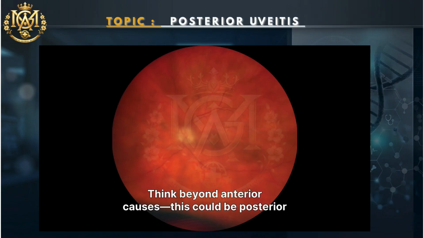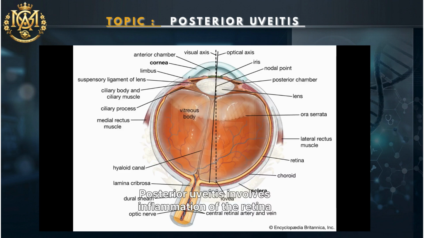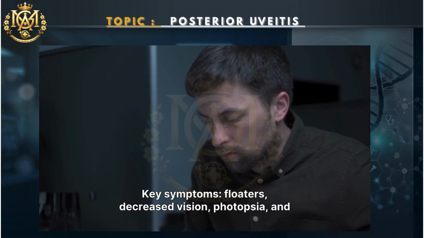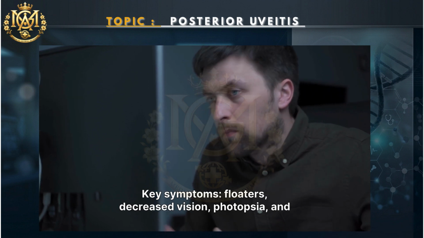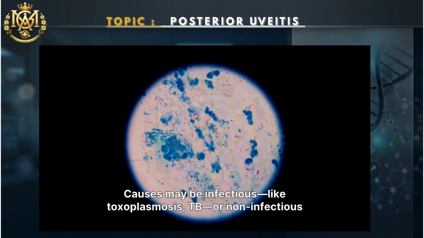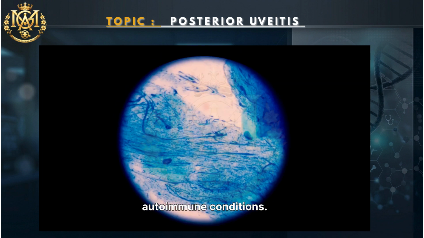Think beyond anterior causes. This could be posterior uveitis. Posterior uveitis involves inflammation of the retina and choroid, often sight-threatening. Key symptoms: floaters, decreased vision, photopsia, and sometimes minimal pain. Causes may be infectious, like toxoplasmosis, TB, or non-infectious autoimmune conditions.